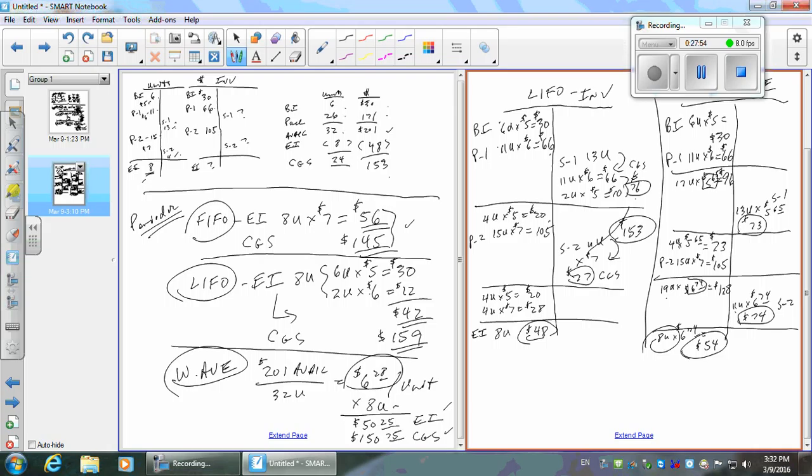Okay. What's my total cost of goods sold? 73 plus 74 is 147. All right. That's my cost of goods sold. So let's see if it worked again. Of course.